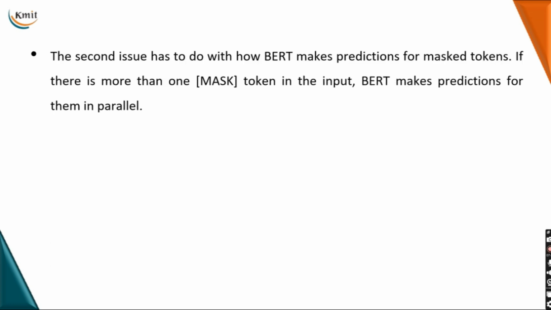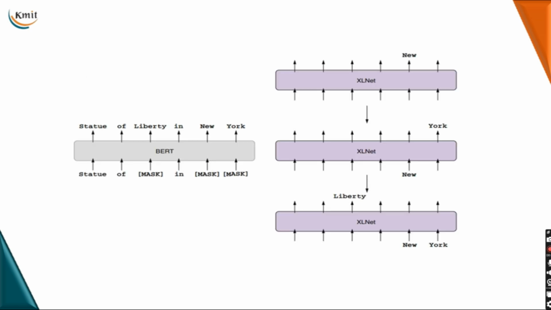The second issue has to do with how BERT makes predictions for masked tokens. If there is more than one mask token in the input, BERT makes predictions for them in parallel. Sometimes because of this also we have a discrepancy. Hence, to overcome the disadvantages of these two points in BERT, we use the XLNet model. XLNet can be fine-tuned for machine translation, translating text from one language to another. Although not specifically designed for translation, its powerful language representation capabilities make it suitable for many different tasks.